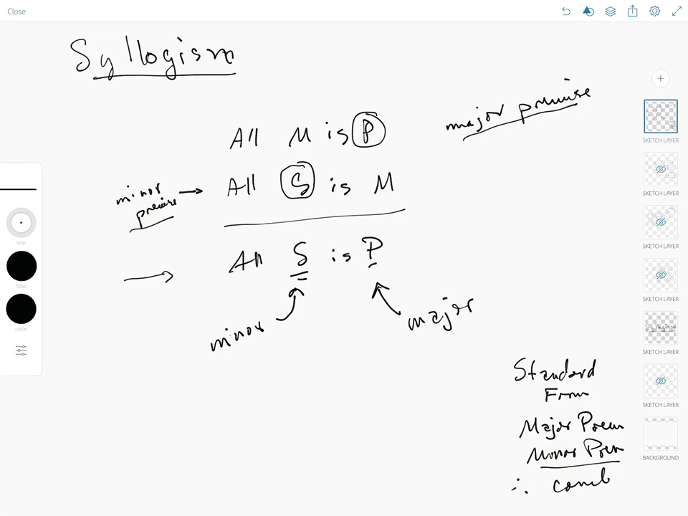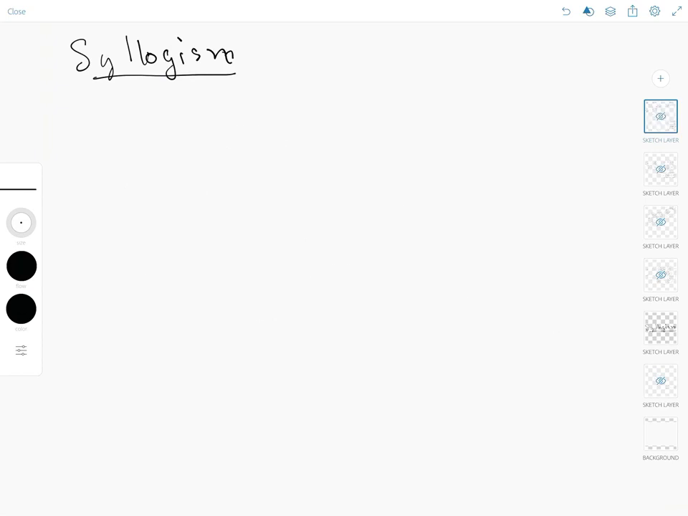So you want to identify the conclusion. Based on the conclusion, you know the minor and the major term. Then you put the premise that has the major term in it first, that's the major premise. The premise that has the minor term in it second, that's the minor premise. Okay, so standard form, major premise, minor premise, conclusion. Okay, so far so good.